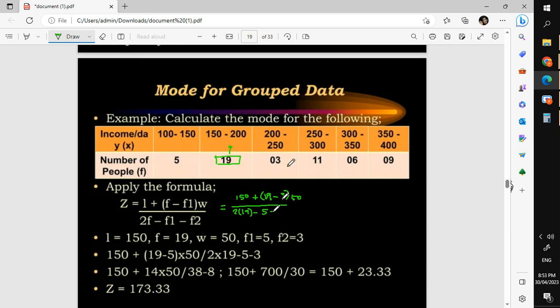Minus ang frequency sa atong model class, ang frequency sa atong class after the model class, which is 200, 250, ang iyang frequency is 3. So if you are to simplify that one, the answer will be 173.33. Okay, that will be our mode in this example.